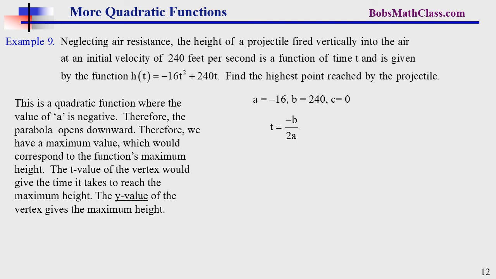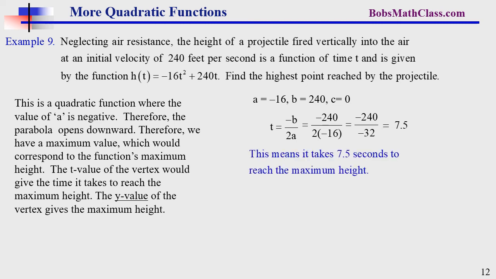All right, so plug those numbers in and then work it out. Let's see, 240 over 32, they're two negatives, so it turns out to be a positive. And reduce it, you could write it as 7.5 or 15 over 2, however you want to write it. So that's time, right? That's telling us that it takes 7.5 seconds to get to the top.